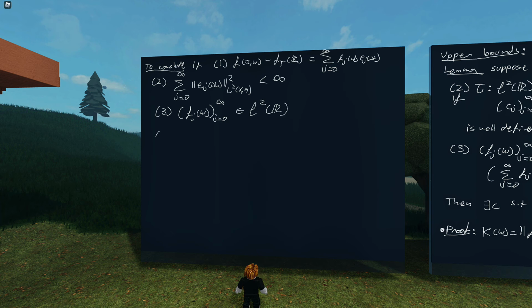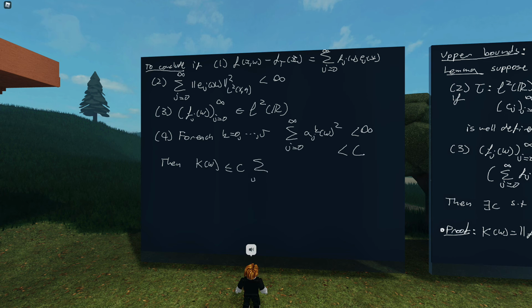And then the fourth condition, which is the most difficult to actually check, is that for each k equals 0 up to j, so this k index runs over the generating set of polynomials that we got from the Hilbert basis theorem, if for each of those values of k the series of those quotients, we square them all, is less than infinity, but more specifically, less than some constant c for all values of w, then we can conclude that the KL divergence for those regression models is less than or equal to c times this polynomial.